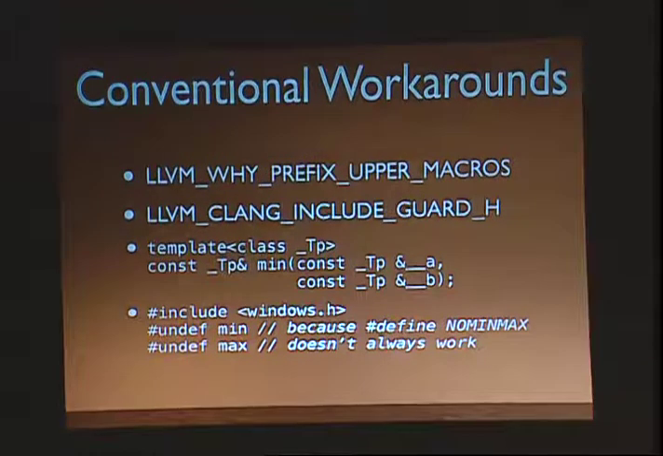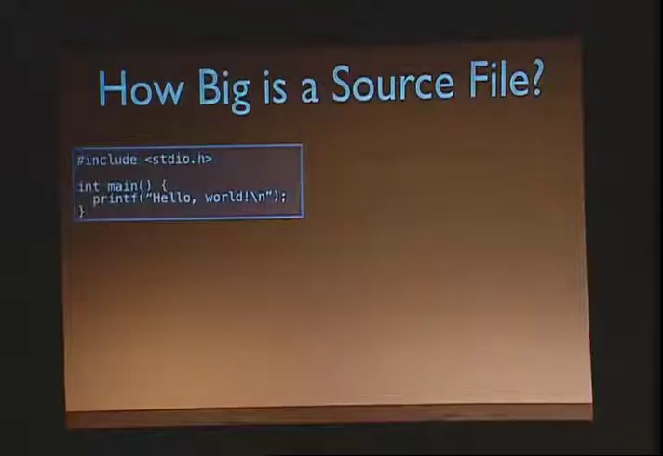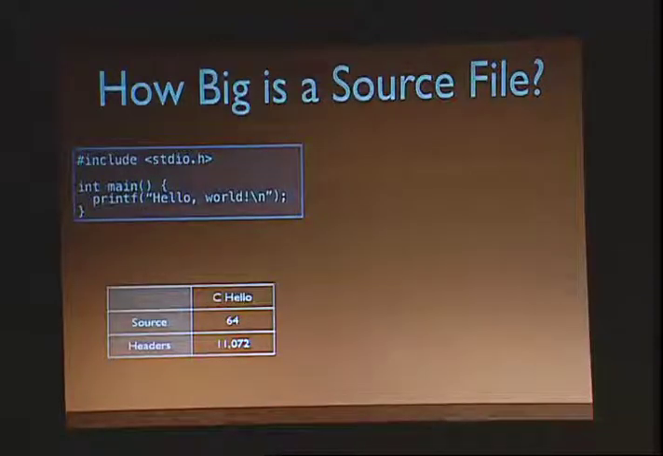So that's ugly. It's also slow. And the reason it's slow is because the question of how big is a source file from the perspective of the compiler that actually has to do the work to compile it is, well, kind of scary. So that's our hello world. It's, I think, 64 bytes long, which is perfectly well and good, except it pulls in 11,000 bytes of headers to do that. That's C.